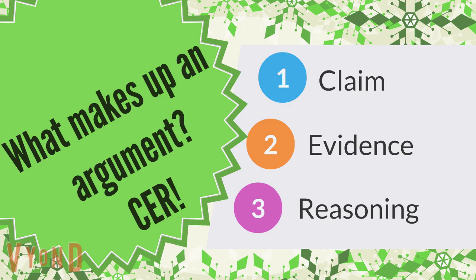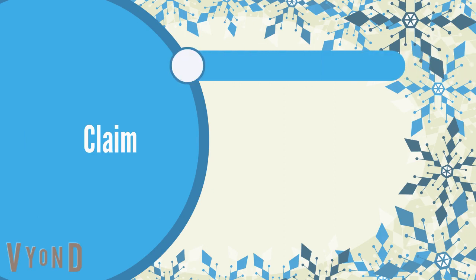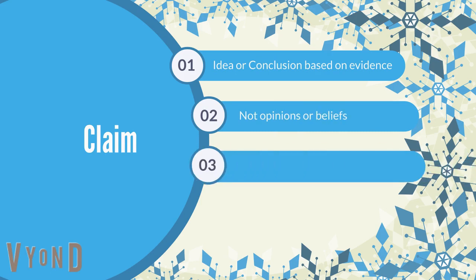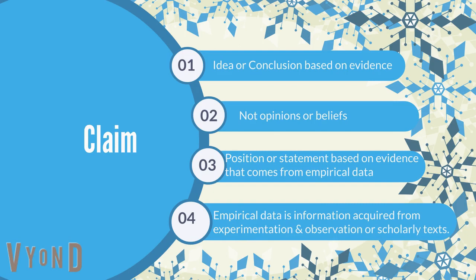Let us now look at the elements that make up an argument. Claim. It is an idea or conclusion that you have come up with based on evidence. In STEM, claims are not opinions or beliefs. A claim in STEM disciplines is a position or statement based on evidence that comes from empirical data. Empirical data is information acquired through experimentation and observation, or from scholarly texts.